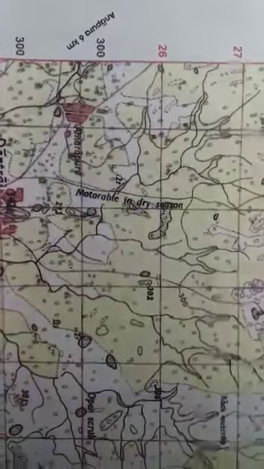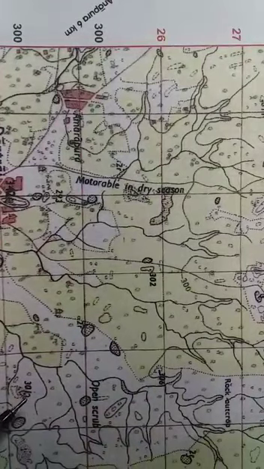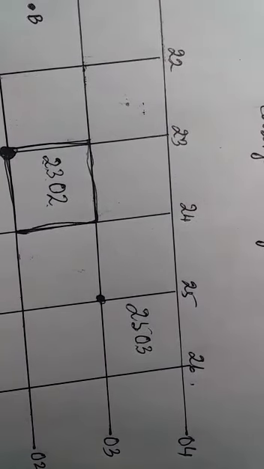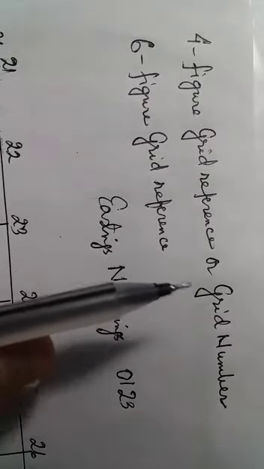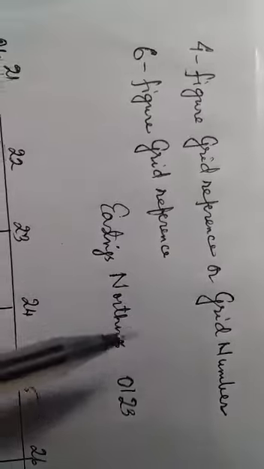So in this manner you have to practice for 4-figure grid reference. Now let us come to the 6-figure grid reference. The 6-figure grid reference gives you the specific location.